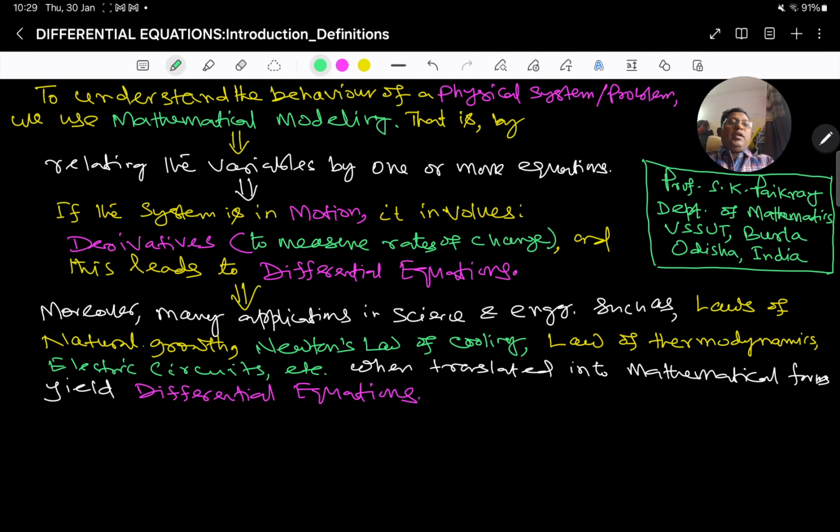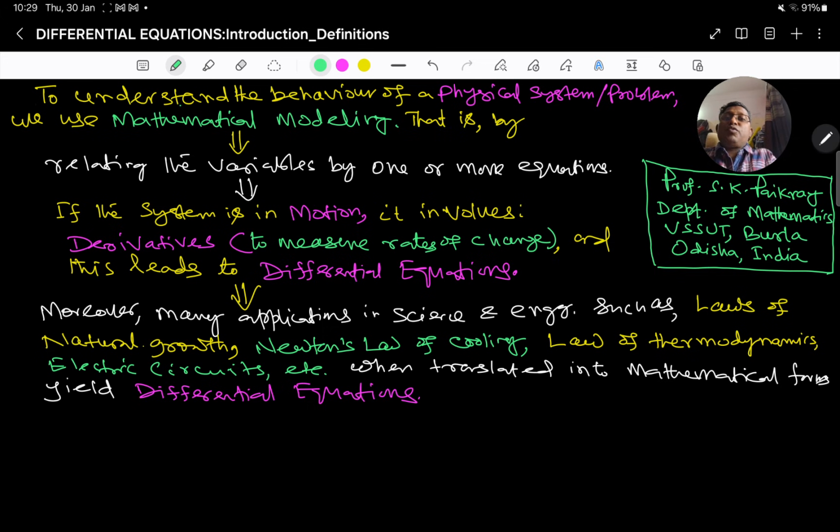Hello everyone. In this lecture, I shall discuss differential equations. Here I will discuss basically the introduction and various definitions involved to study differential equations, and the formulation of differential equations. Differential equation is one of the most important aspects to study applied mathematics.